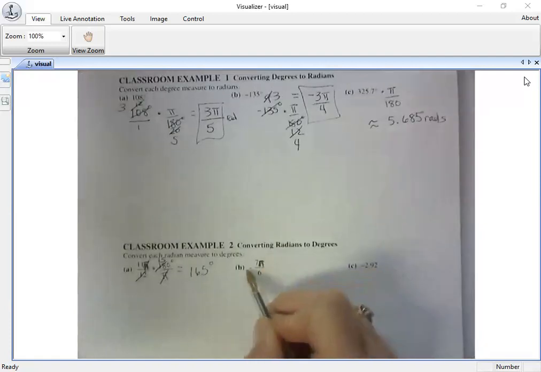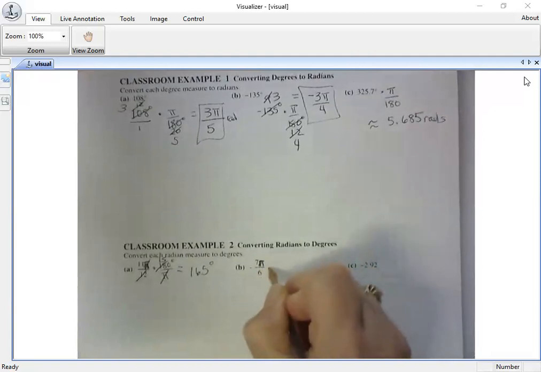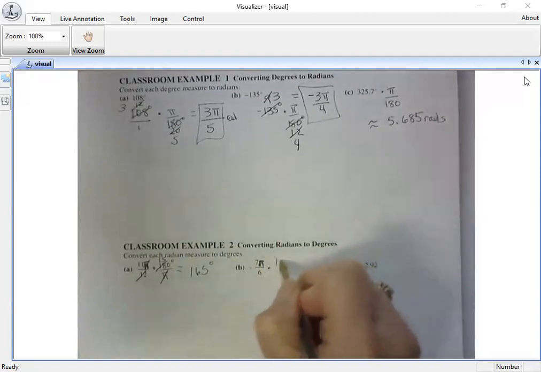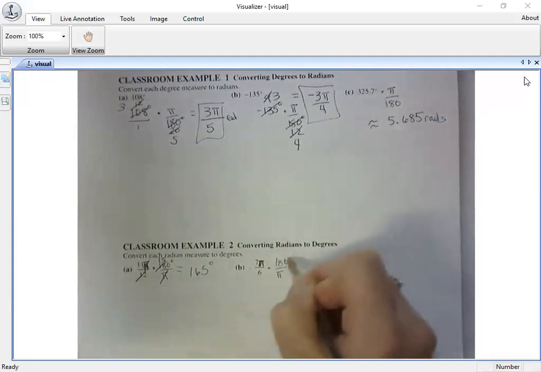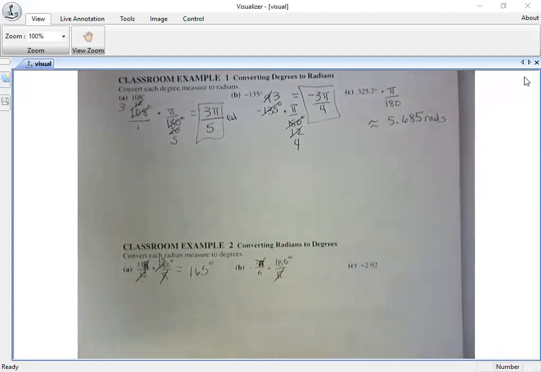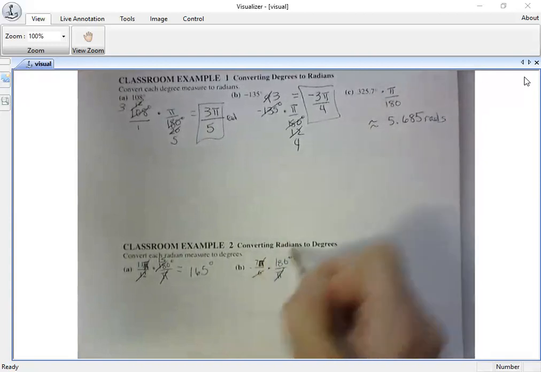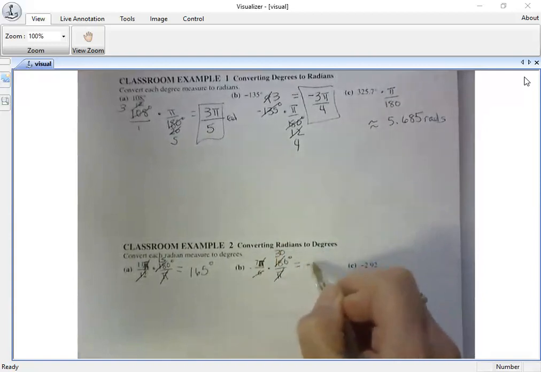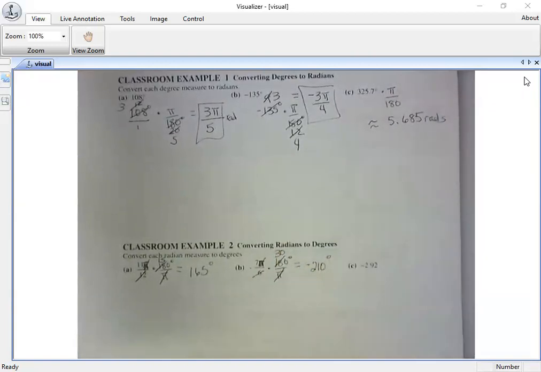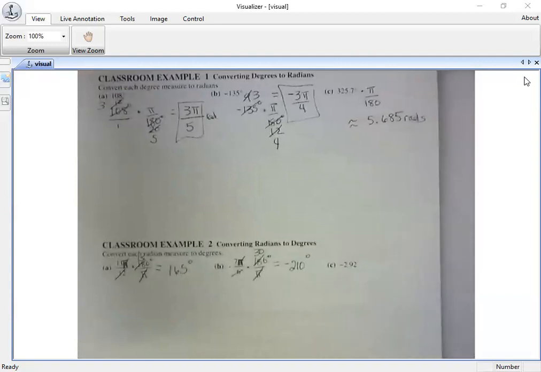Now, let's do this one. Negative 7 pi over 6, we're going to multiply it by what? 180 over pi. Pi's are going to cancel. How many times would 6 go into 180? 30 times. And negative 7 times 30 is, that's it, negative 210 degrees. It's really not that hard to do the conversions, is it, once you know the process?